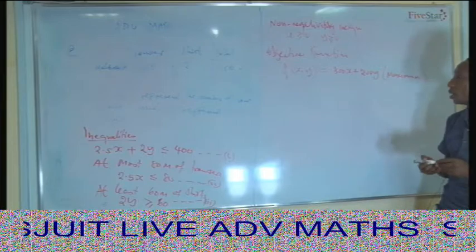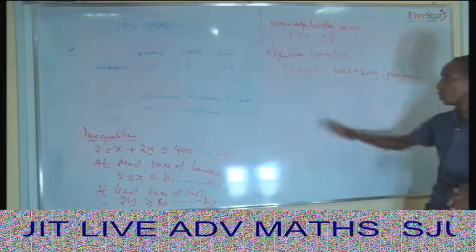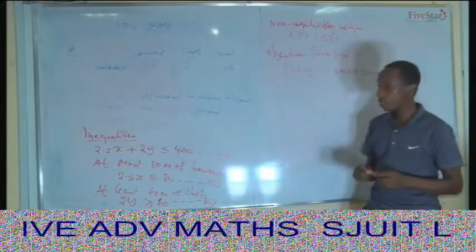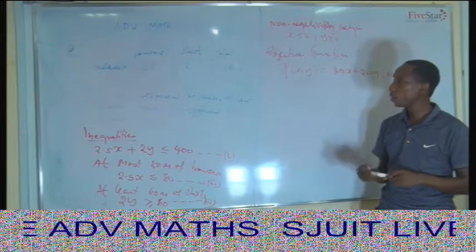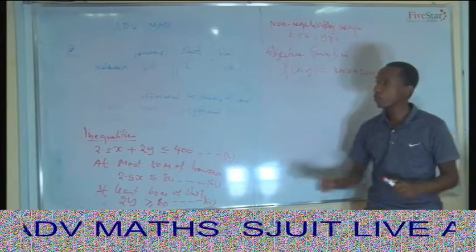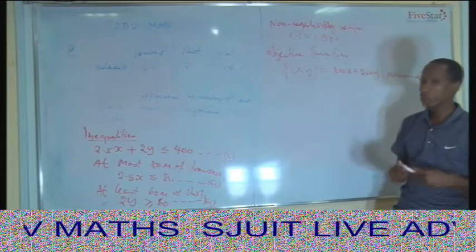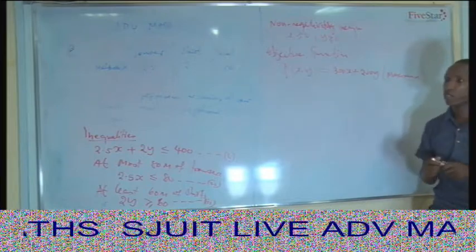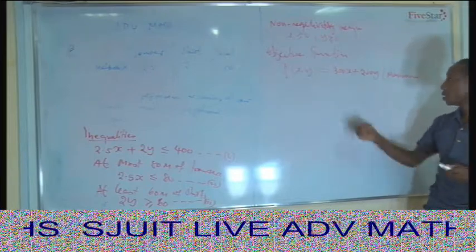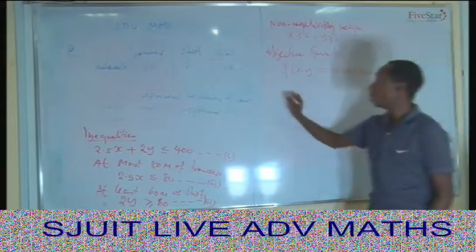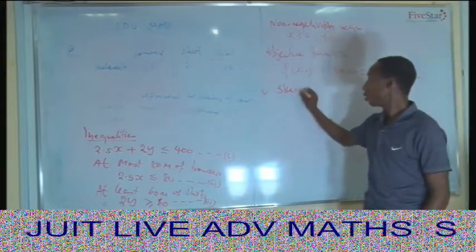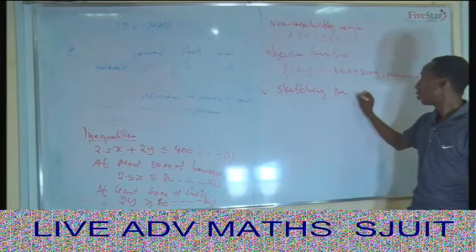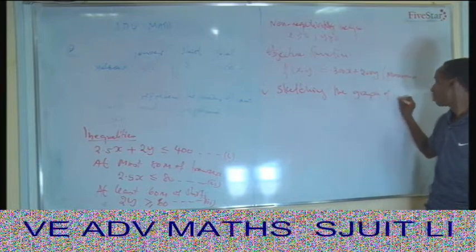Now, how do you get the maximum value of this function? The maximum value of the function can be obtained by first sketching the graph of the inequalities, and then finding the feasible region, the region which satisfies all the given inequalities. After that, we identify the corner points. Substituting the corner points into this objective function, we can identify the maximum daily income. Now, we come to sketching the graph of the inequalities.